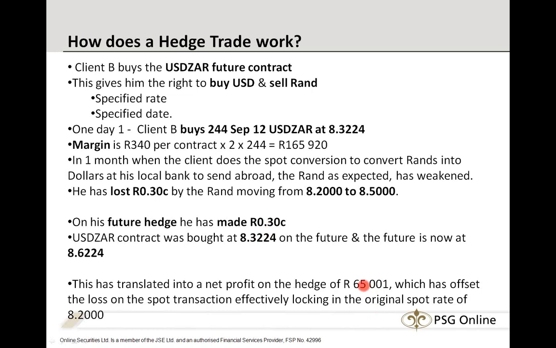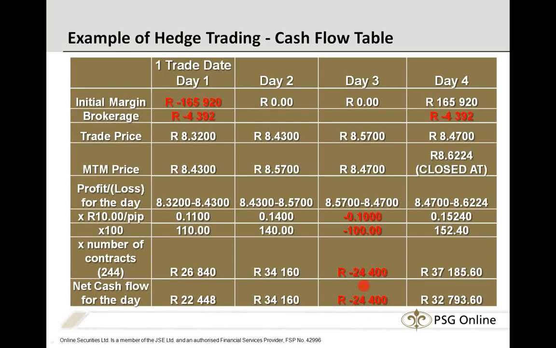Okay, you'll see on the slide just now, again, the cash flow table goes into more detail. So here's that initial margin we were talking about just now. We saw how it was calculated. The 340 Rand times 2 times my 244 contracts. That's how we get that initial margin. Okay. So there's my brokerage. Remember, it's at 18 Rand per contract times 244 contracts. And obviously, that's the price it traded at.